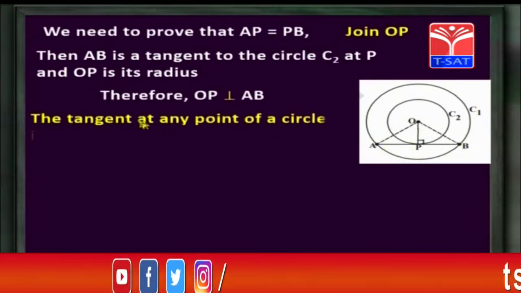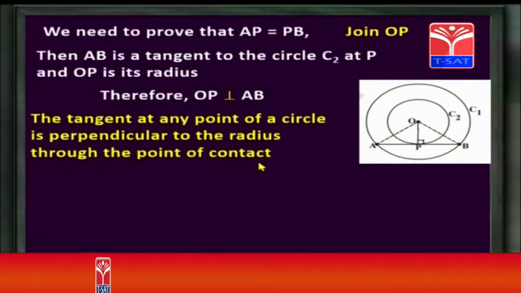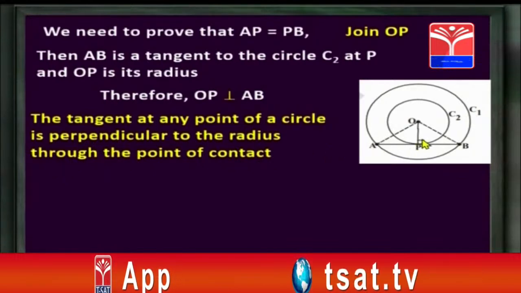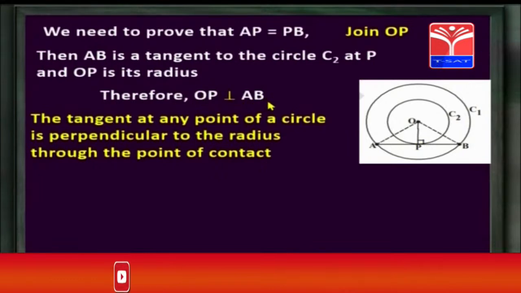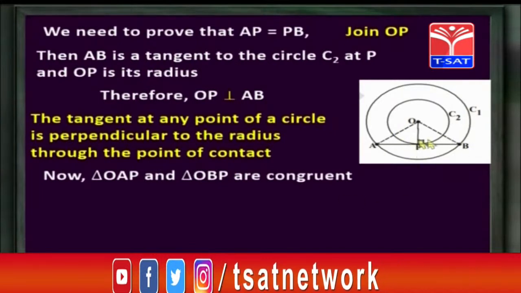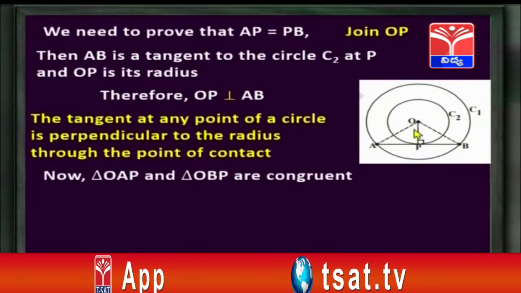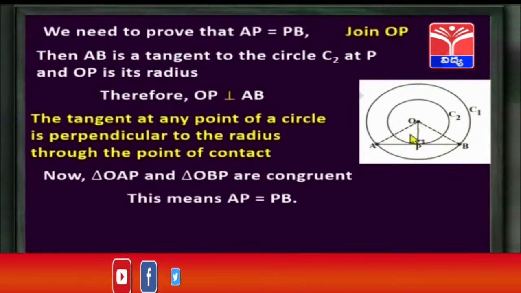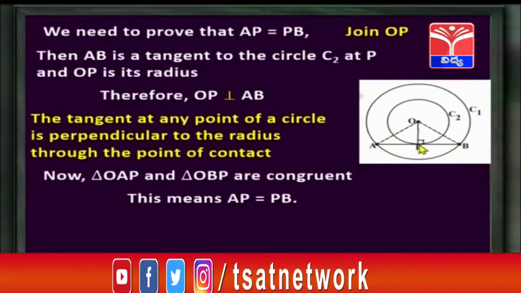We know that the tangent at any point of a circle is perpendicular to the radius through the point of contact. So, the angle at the point of contact is always 90 degrees. Now, there are two triangles formed, OAP and OPB, and these two triangles are congruent because OA and OB are radii of the same circle, and OP is the common side. So, by CPCT we can say AP is equal to PB.